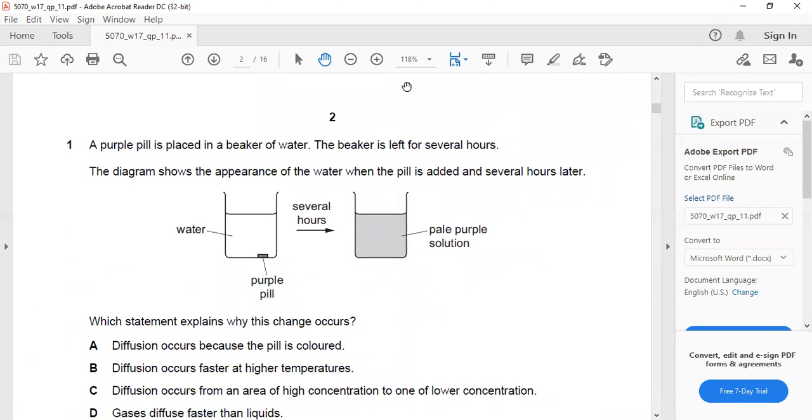Okay, question number 1 is about diffusion. This question is about diffusion. Okay, you know, diffusion of solid into liquid. Purple pill and water, so it will diffuse after some time, right? So which statement explains why this change takes place? Diffusion of solid into liquid.